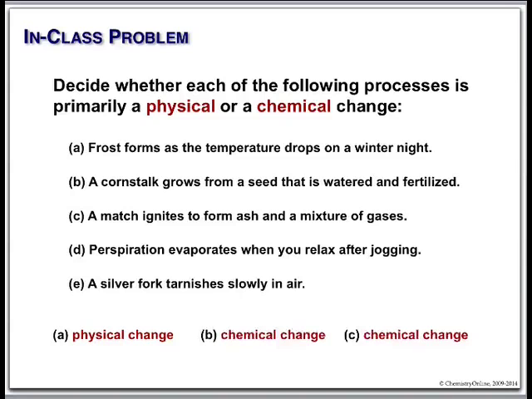We light a match. Well, the match has phosphorus in it, an element. It reacts with oxygen in the air. We get gases, we get a burned matchstick. These are all chemical changes. Totally different properties than what we started with.